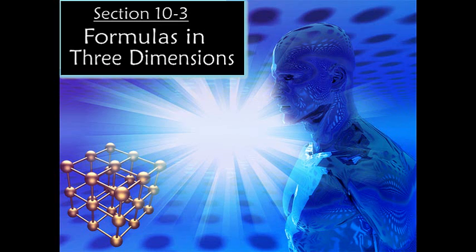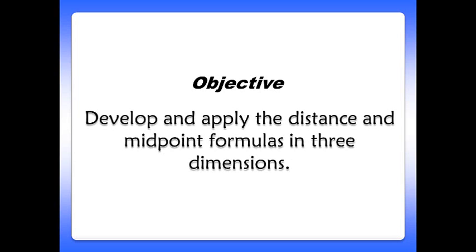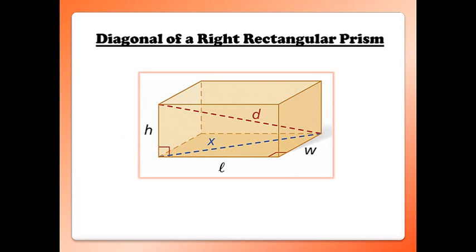This is section 10.3, Formulas in 3 Dimensions. The objective of this lesson is to develop and apply the distance and midpoint formulas for 3 dimensions. We're going to start this by looking at the diagonal of a right rectangular prism and how we can find that length.